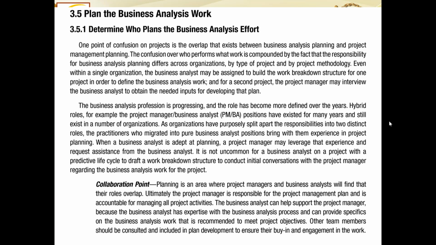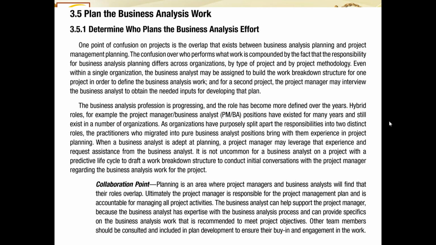The confusion over who performs what work is compounded by the fact that the responsibility for business analysis planning differs across organizations. As we have already said, in different organizations, business analysis job is done in different ways. As we said, project manager sometimes is the business analyst. So in that case, project manager is going to be doing all that. But we have to clearly mark the duties of business analyst and the project manager. It differs across organizations by type of project, and by project methodology.